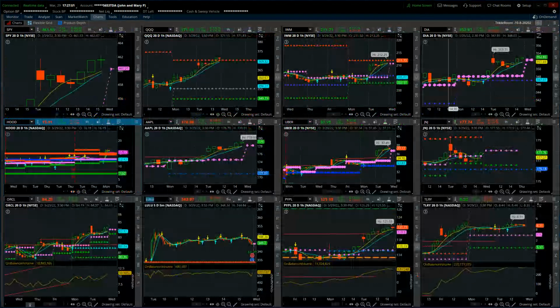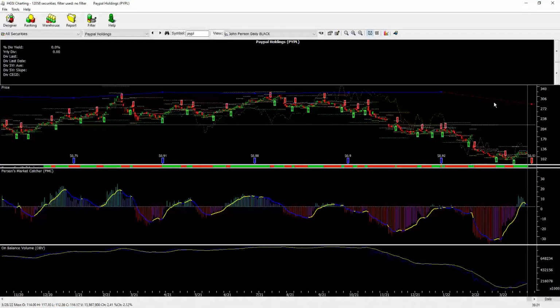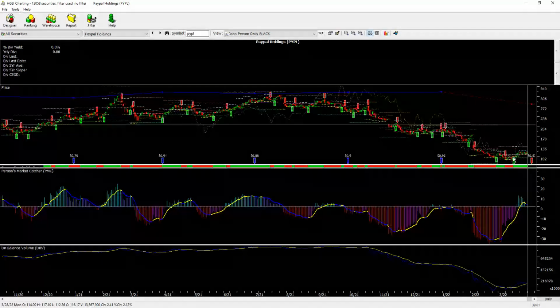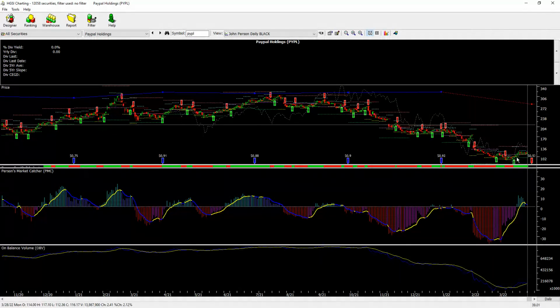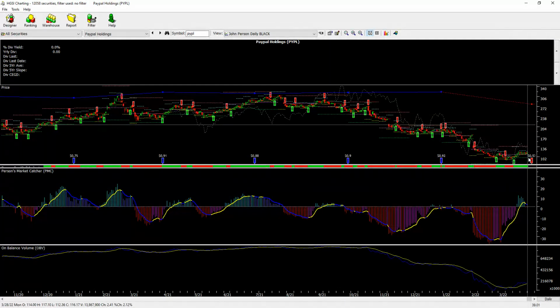And by the way, for those that have HGSI, it's very similar. This is PayPal, another one that we bought into over here. We scaled into that trade. We had an average of $99. When the stock went up, we trailed our stop. We got stopped out on a trailing stop at around 113 and change. So, I mean, not a bad trade.